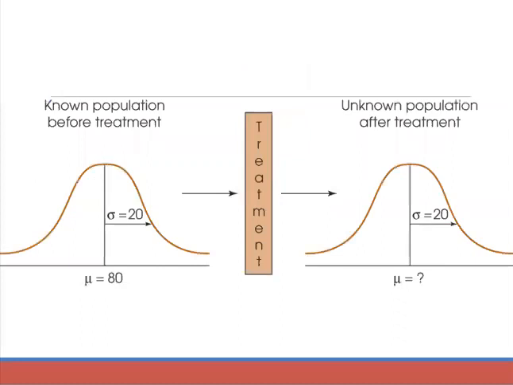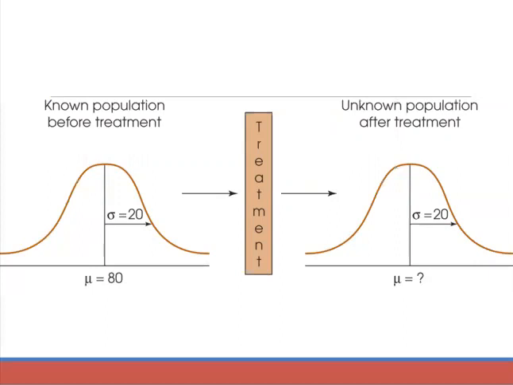In the examples that we're going to use today, we will assume that we have a known population. This won't be the case for all of the tests we do, but for today. And so let's say we have a known population that had a mean of 80 before the treatment, and we know that their standard deviation was 20.